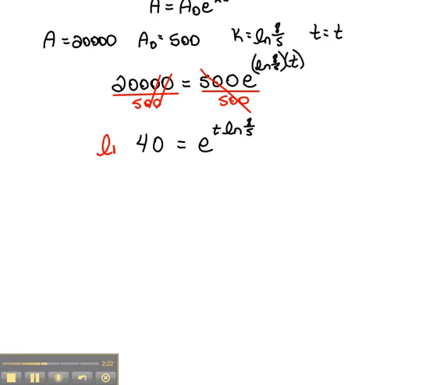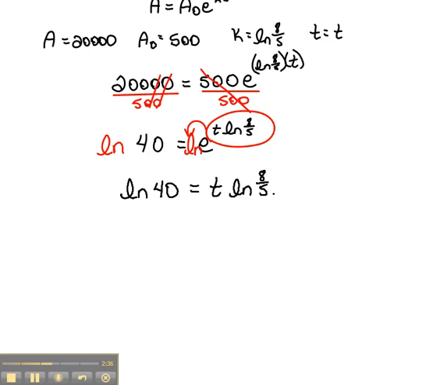Now we can introduce our natural log so that we can bring that exponent down in front. So now we have the natural log of 40 equals t natural log of 8/5 and then natural log of e. These are all being multiplied. But the natural log of e is 1, so we don't really have to worry about that.